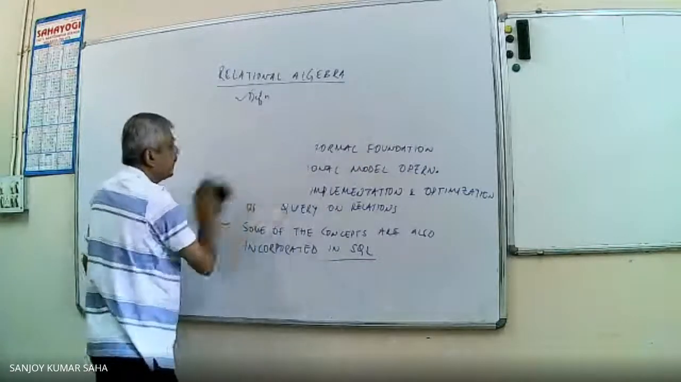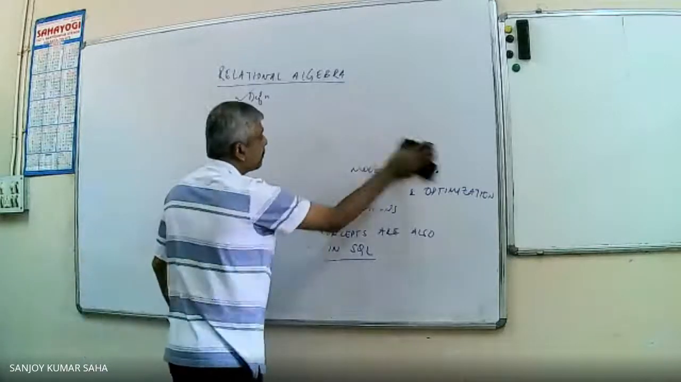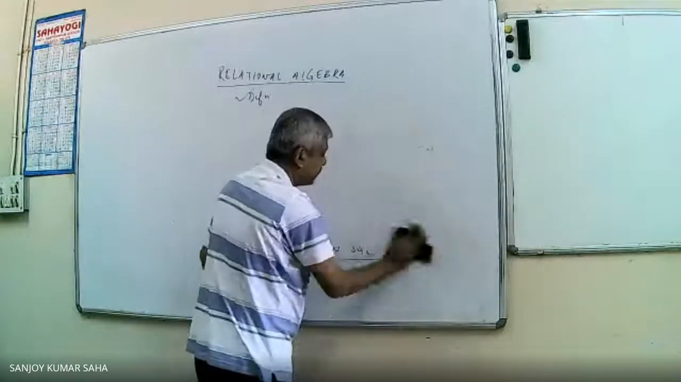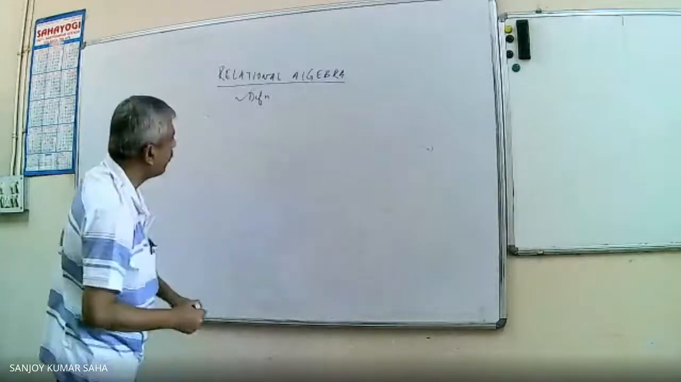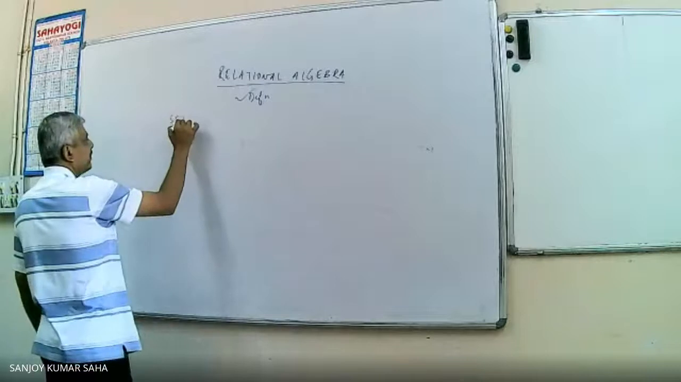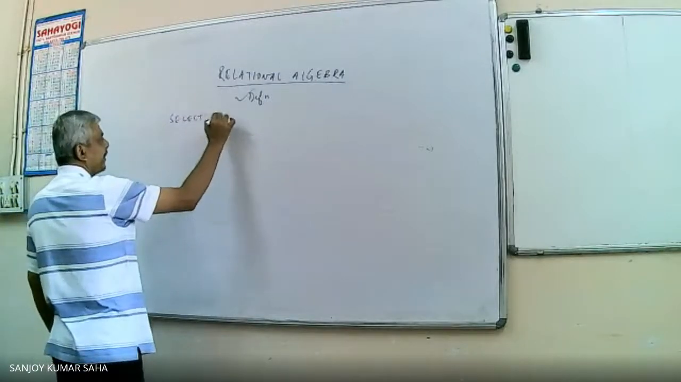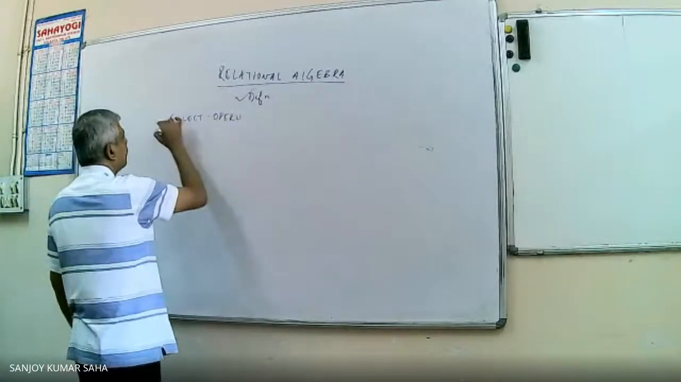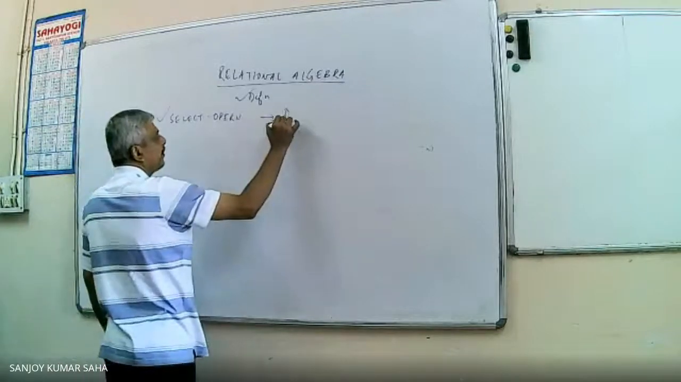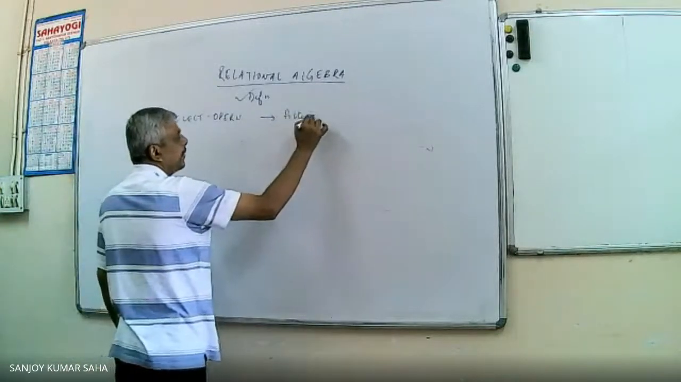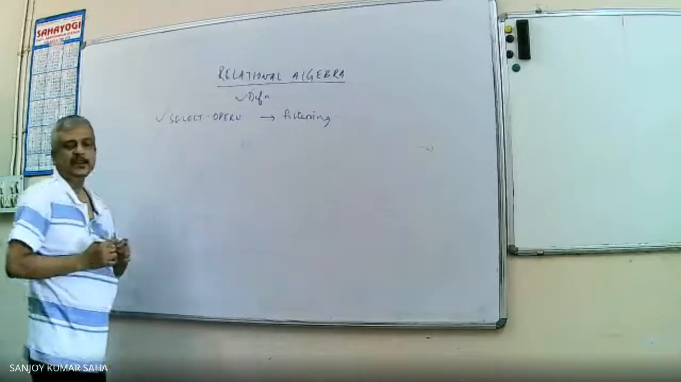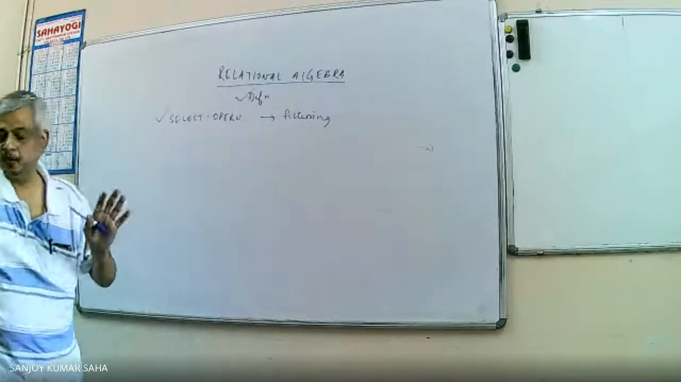Now we initiated discussion on operations. We have looked into one operation, that is the select operation. So this is for filtering, and try to remember that every relational algebra operation acts on one or more relations.